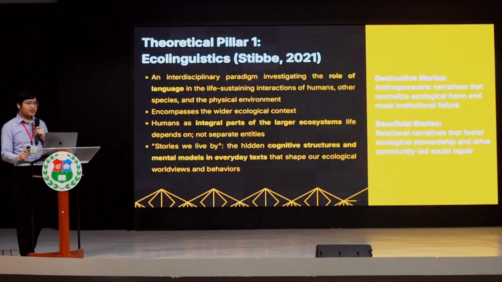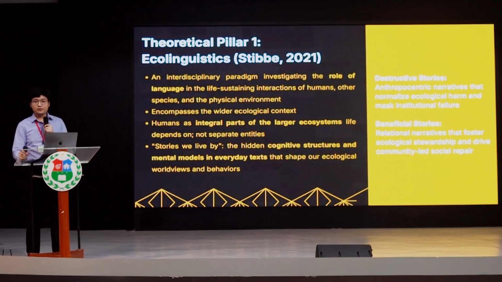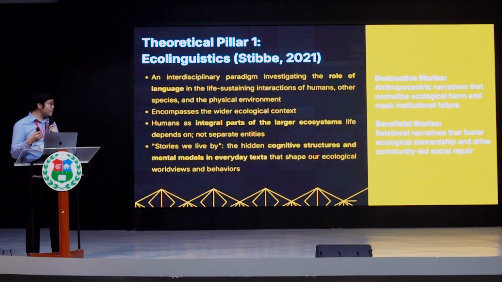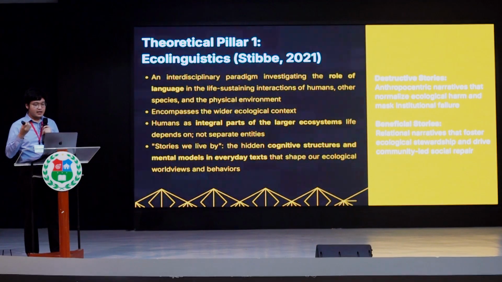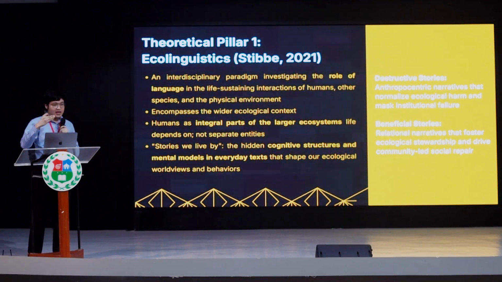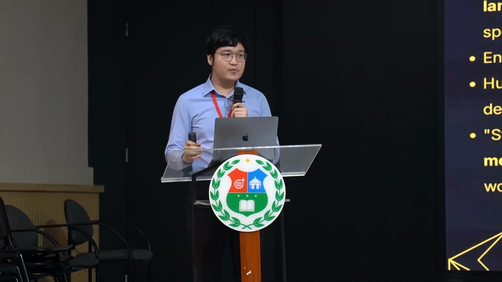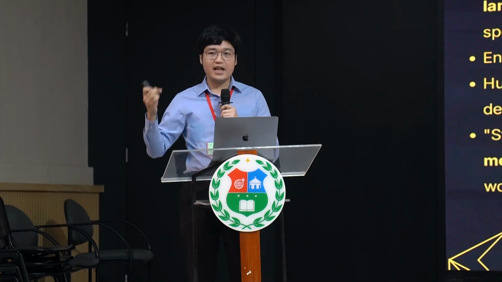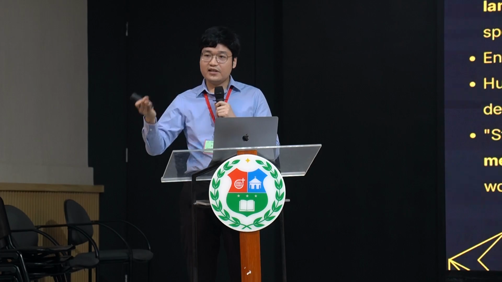So for the first week, we'll be incorporating 2 theoretical pillars, the first of which is the foundational overarching theory, which is ecolinguistics, particularly the one defined by Arran Stibbe. It's an interdisciplinary paradigm that investigates the role of language in the life-sustaining interactions between humans, other beings, and the environment. So it treats humans as an integral part of the larger ecosystem, as opposed to a separate entity from the outside looking in.